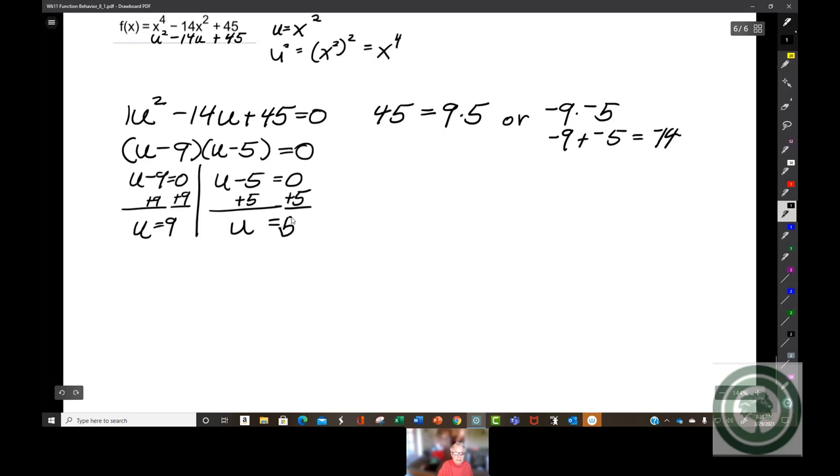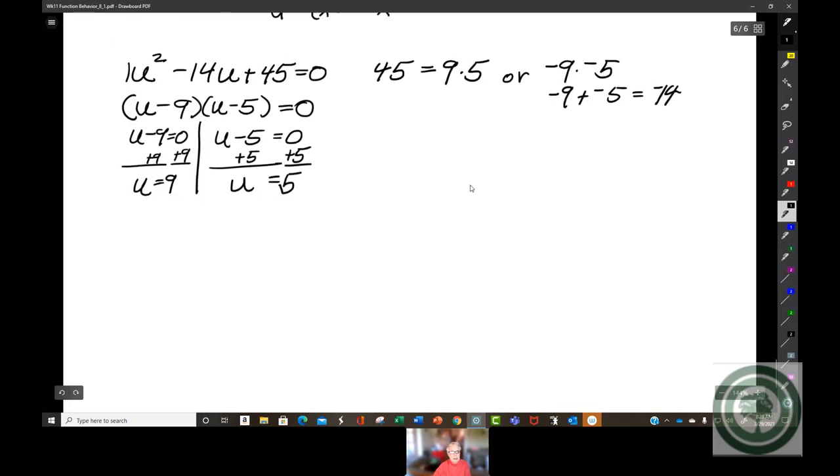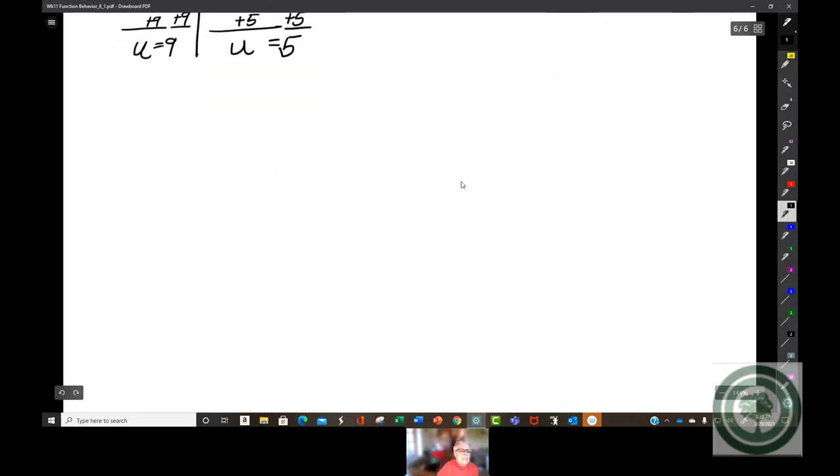And the number one mistake people can make is to get this part right and then forget that they have to go back and find x. Notice that u equals x squared and the original function is in x. The real terrible truth is nobody cares what u equals. So if u equals 9, that means x squared equals 9. And if u equals 5, that means x squared equals 5.